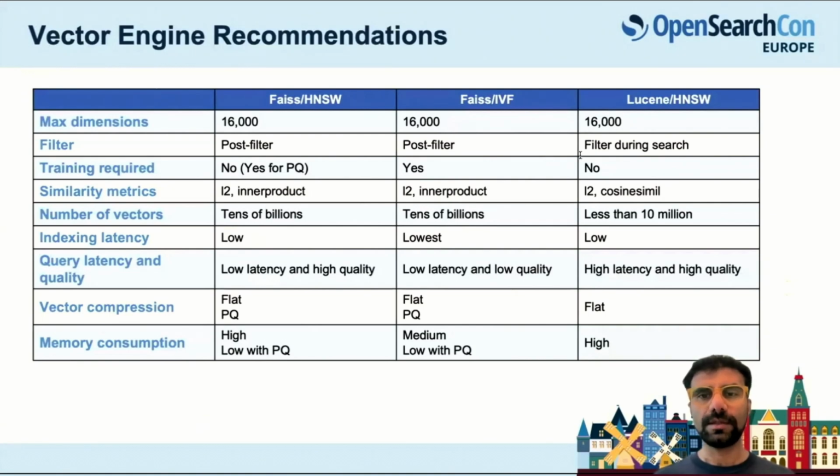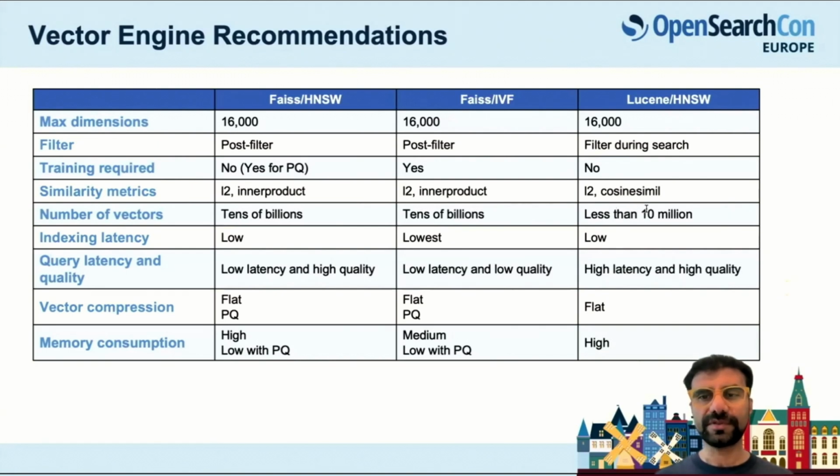An engine is the library that implements the algorithms that we just went over. OpenSearch supports two engines, Lucene and Facebook AI Similarity Search, also known as FAISS.